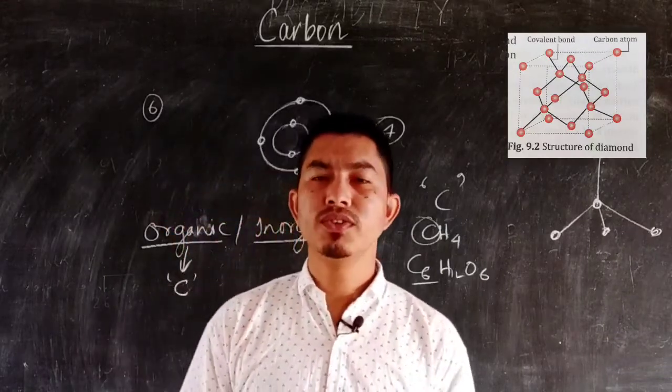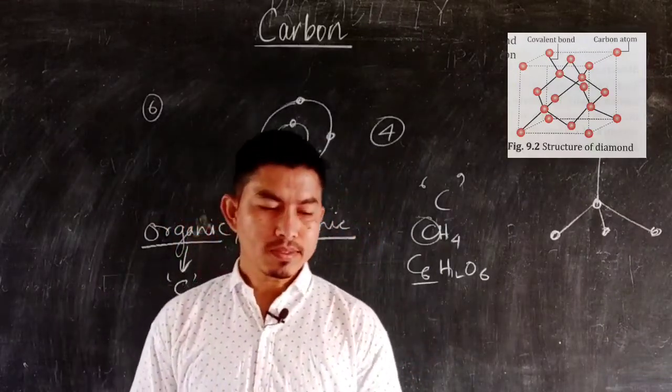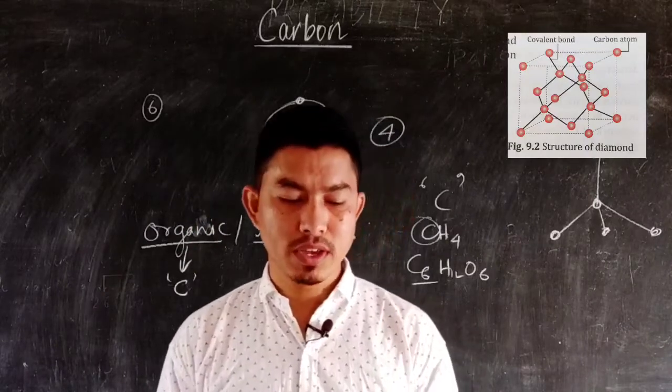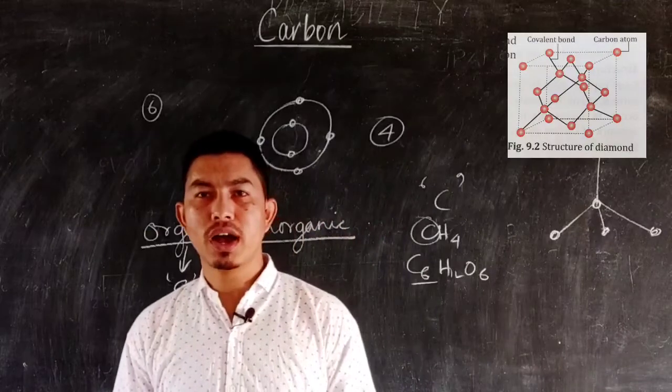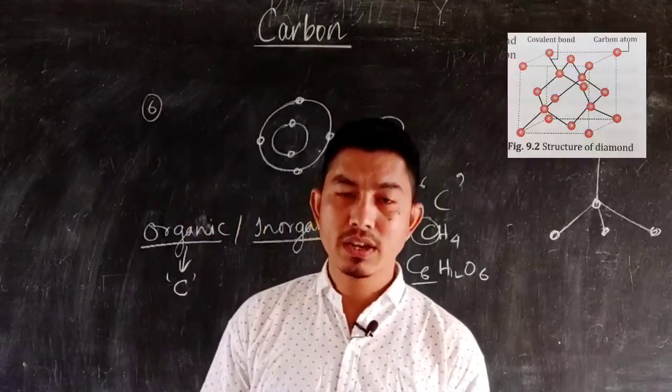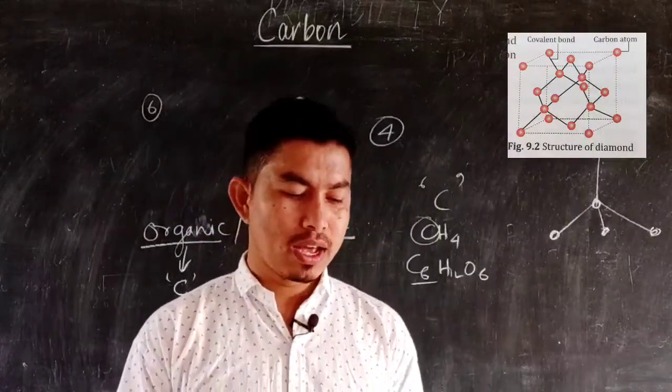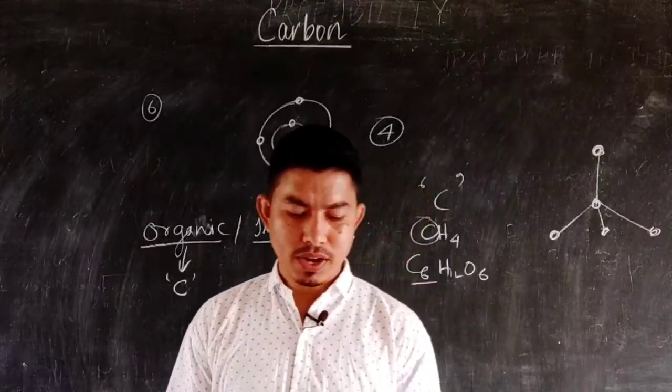If you go into the physical properties of the diamond, the diamond is the purest and most dense form of carbon. The diamond is also hard, it is transparent, and it has its own brilliance, and it is also the hardest substance known.